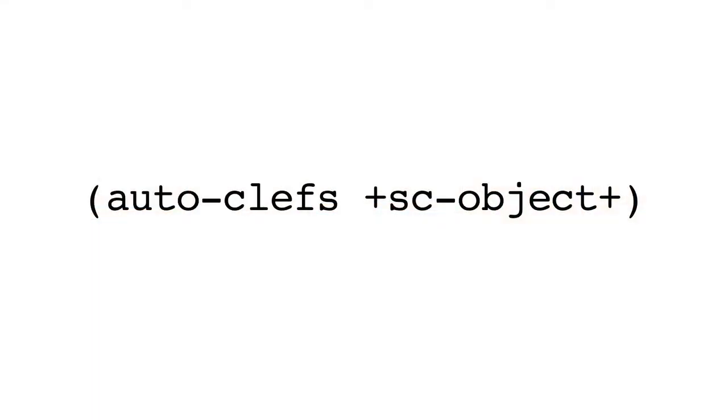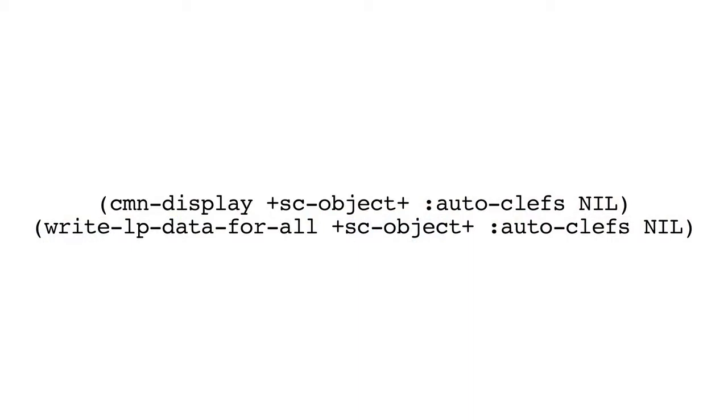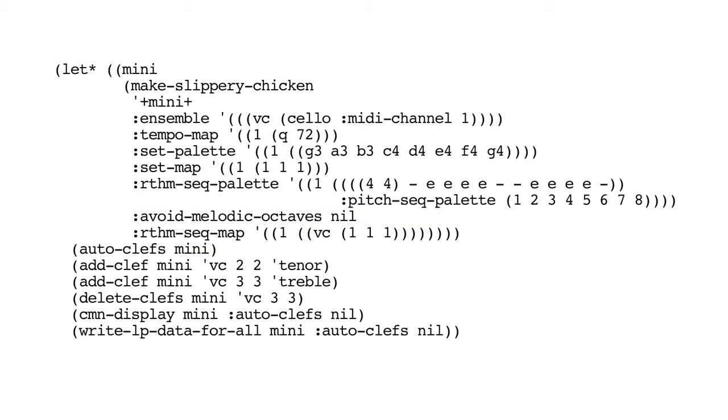So we would call it explicitly with the SC object as the first and only argument, and then perhaps add or delete clefs by calling the add clef or delete clef methods of Slippery Chicken. Then we would generate the scores, setting auto clefs to nil so that we don't overwrite those changes we've just made. So in this example, we've got a very simple piece for solo cello, which could be using the bass, tenor, or treble clefs. We generate our piece normally and then explicitly call auto clefs.